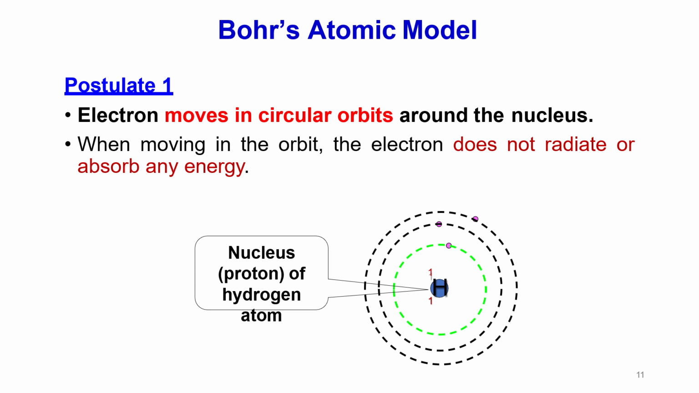The first postulate of Bohr: electrons move in circular orbit around the nucleus. This electron does not radiate or absorb any energy when it moves around the nucleus. It will only move in certain circular orbits. So this is the first orbit, second orbit, and the third orbit.